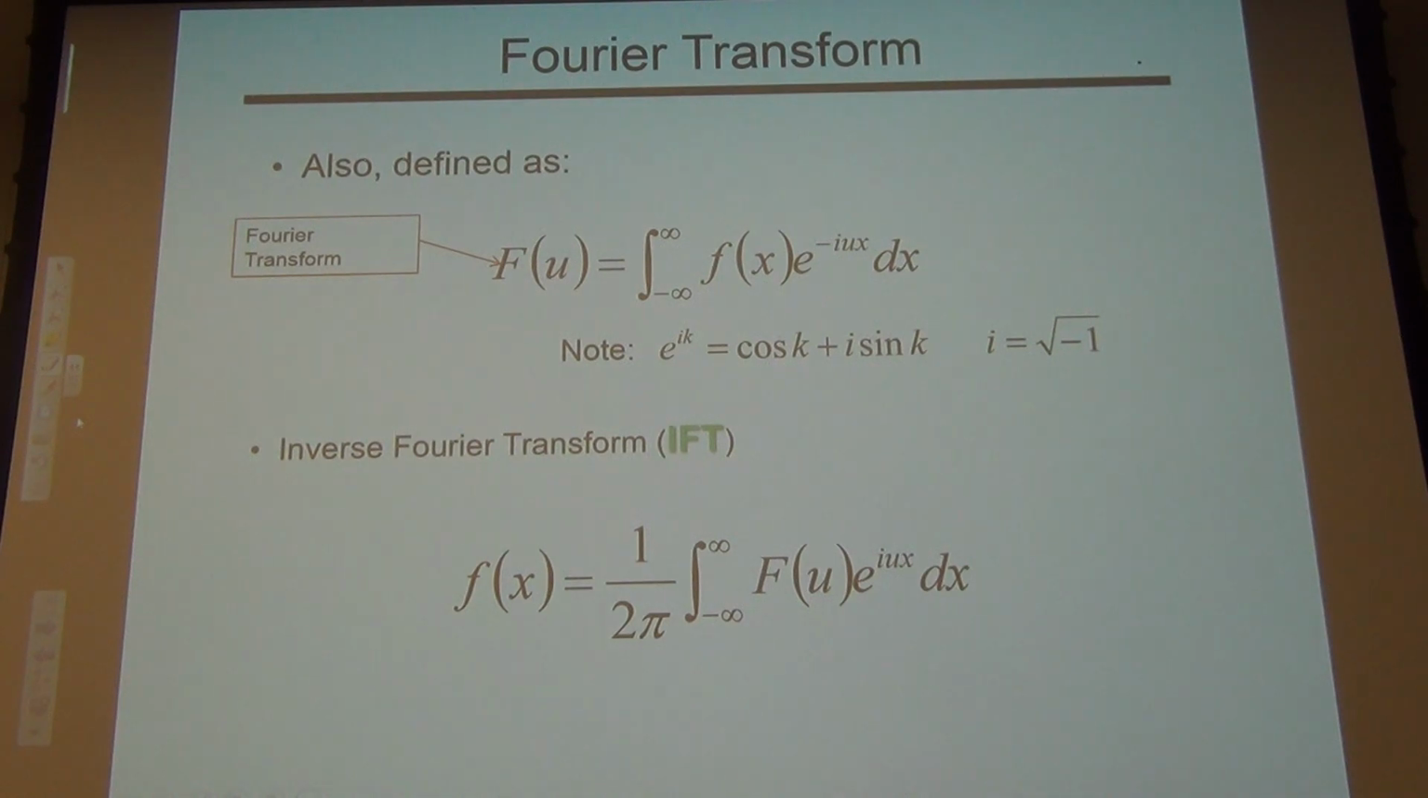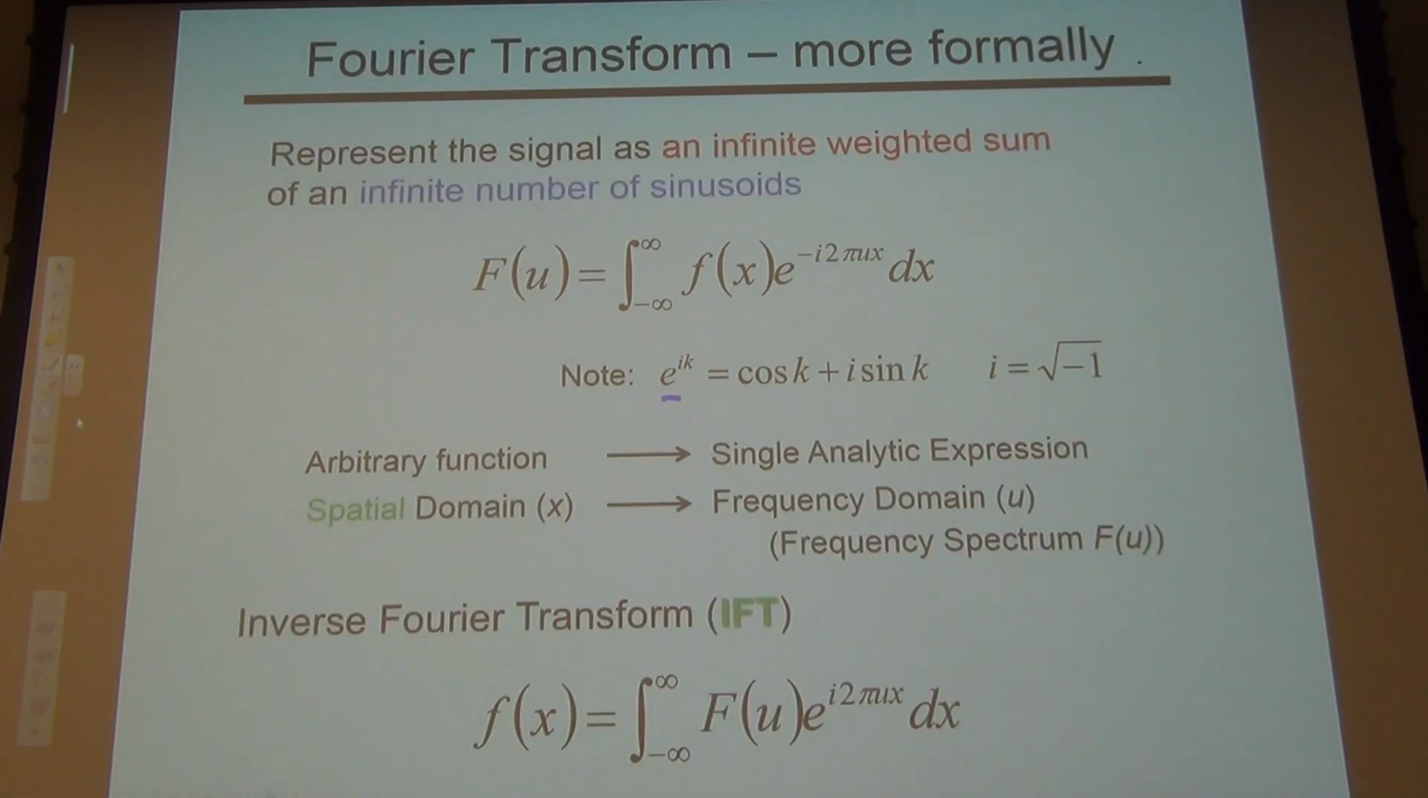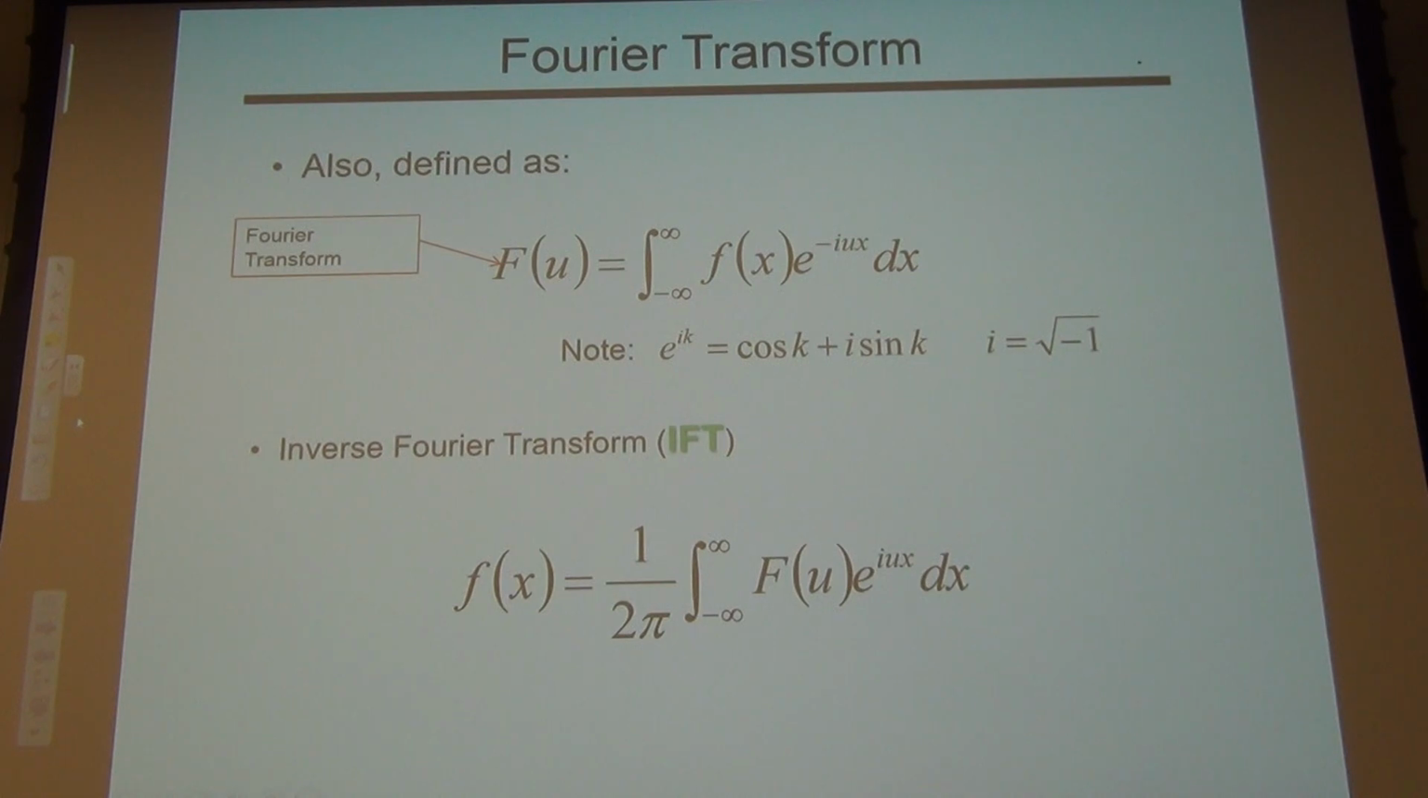You also can express the Fourier transformation in this way. There is no 2 pi. We have 2 pi here, but in other expressions, we don't have 2 pi here, but we have 2 pi here. Okay? They are the same. They perform the same.